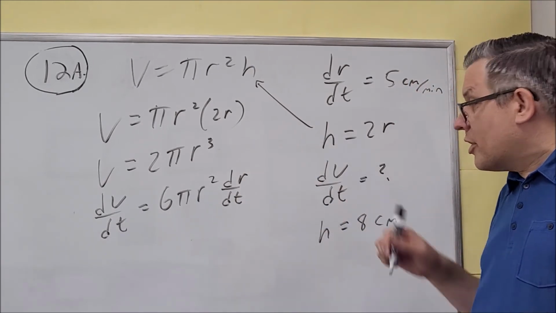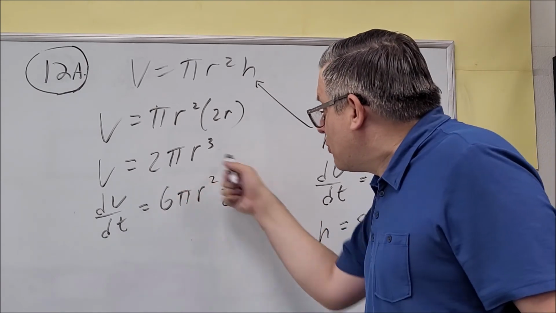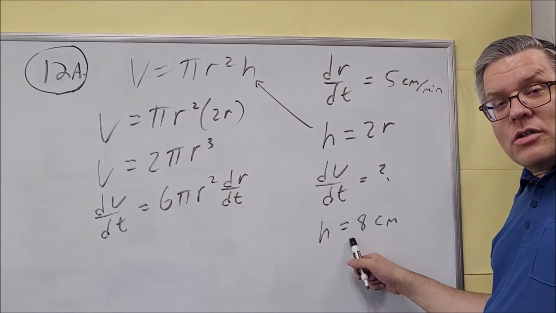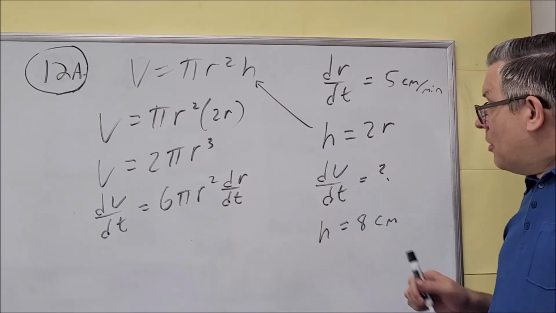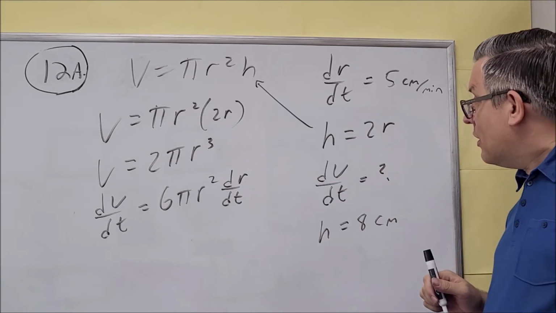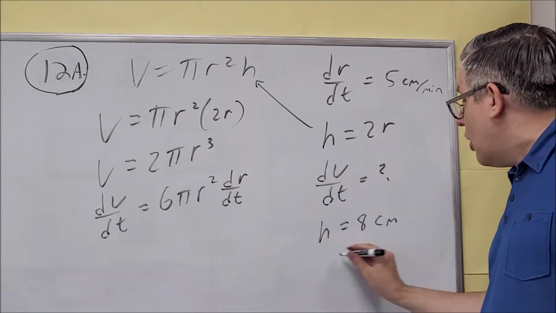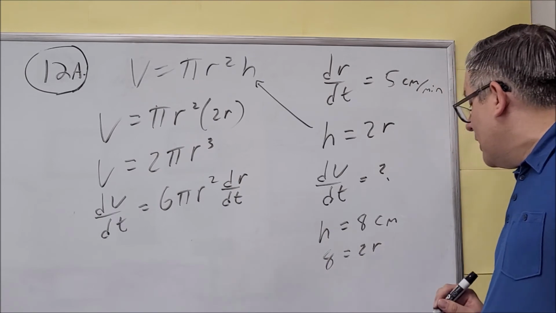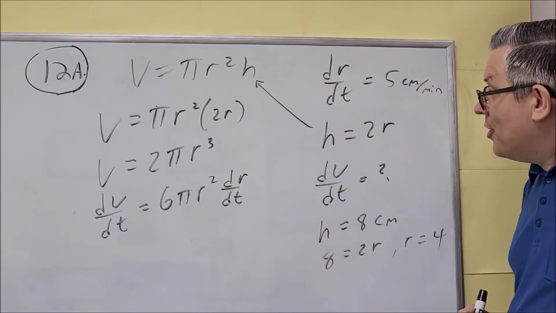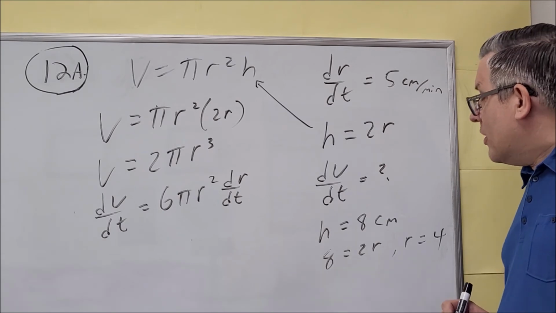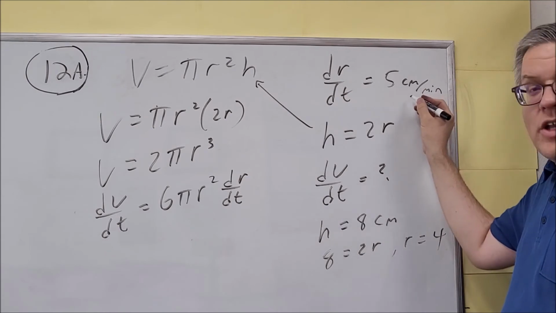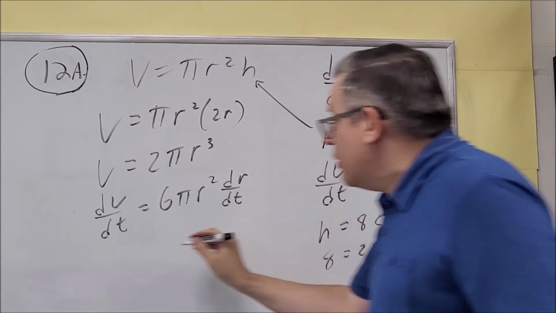Now you want to solve for dV/dt. That just means you plug in information here. We are given an h here, but we're not given the r. But you can use this formula right here to find the r. If h equals 2r, that means 8 equals 2r. If you divide by 2, your radius is going to equal 4, since we're given that the height is always twice the radius. So now we know a 4 is going to go in there. dr/dt was given as 5, so we're just going to put all that in here.